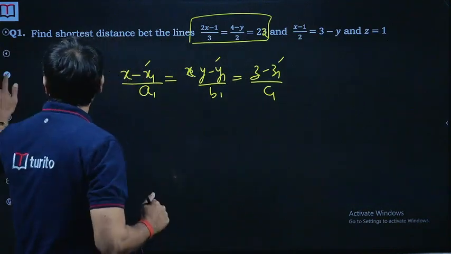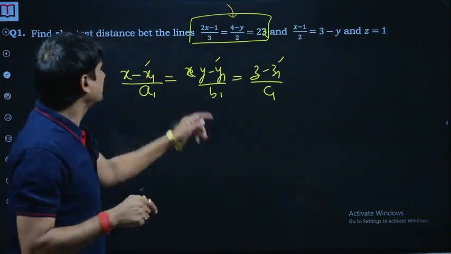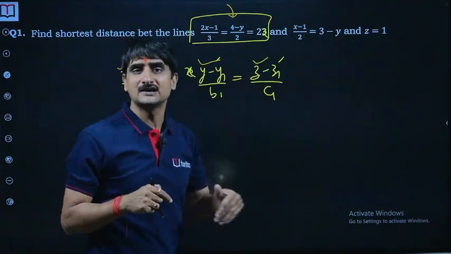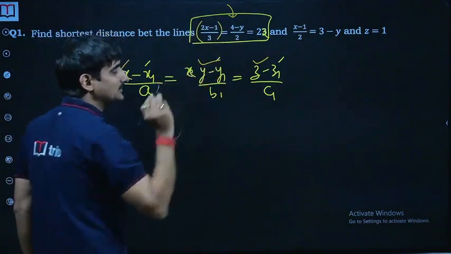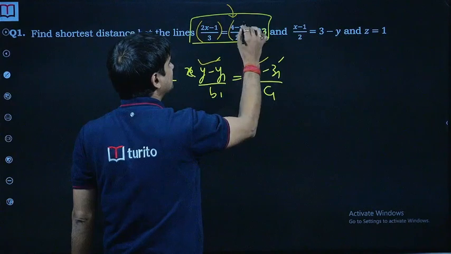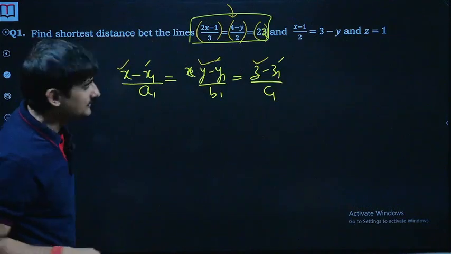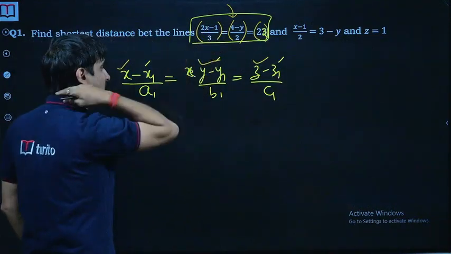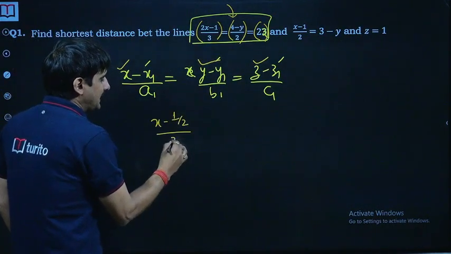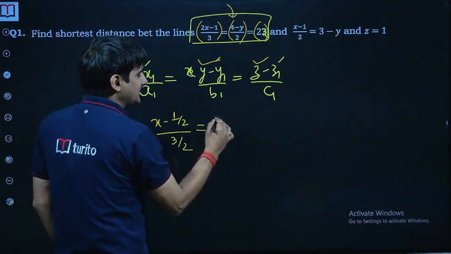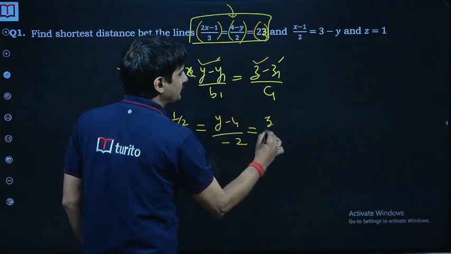But you can get this information from the equation only when the coefficients of x, y and z are positive 1. So what we have to ensure is that in this ratio the coefficient of x should be positive 1, here the coefficient of y should be positive 1, and here the coefficient of z should be positive 1. So what will we do? We will divide both numerator and denominator by 2 here, so you get (x minus half) by 3 by 2, then (y minus 4) by minus 2 after dividing by 2 here, and z over half.